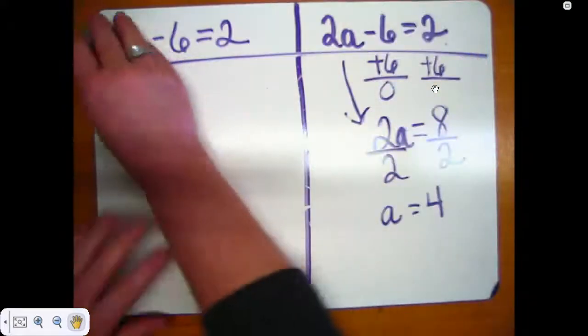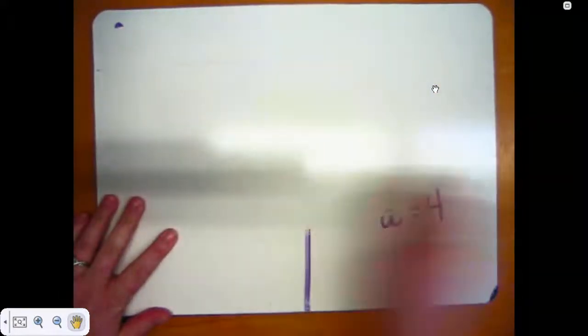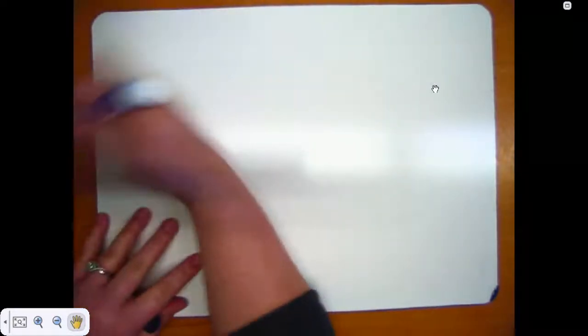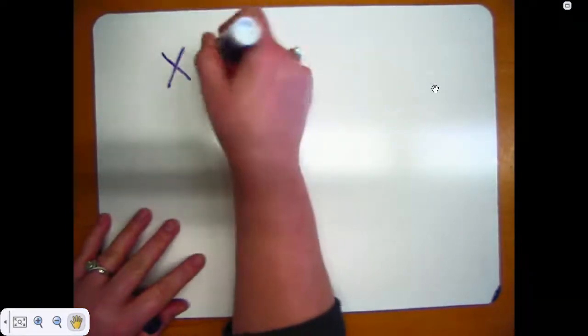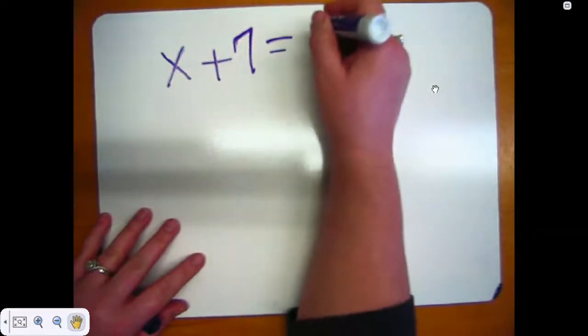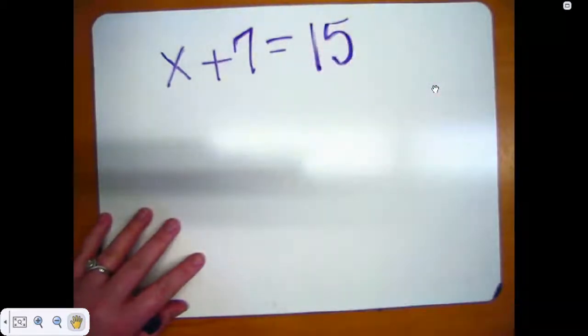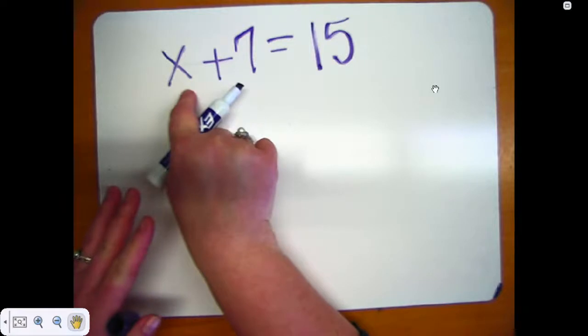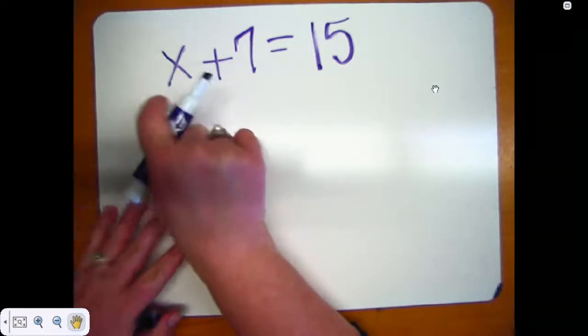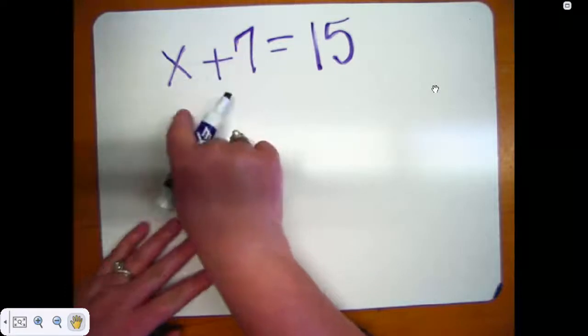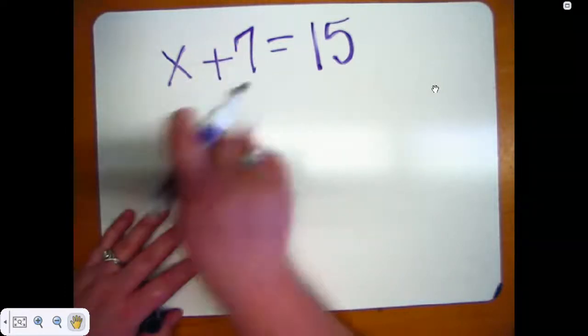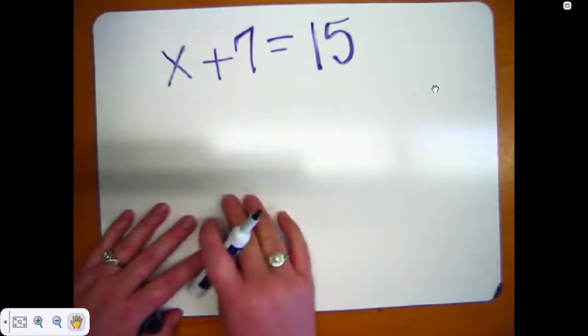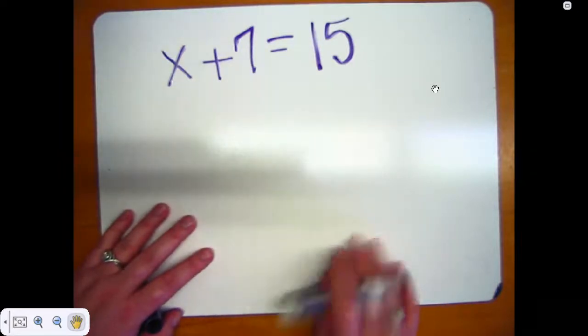Let me erase my board. Let's say we have x plus 7 equals 15. Now we know when there's just a variable, that means it's actually 1x. So if we were doing the cups, we would only have one cup here. We would have one cup, we would have positive 7 and equals positive 15.